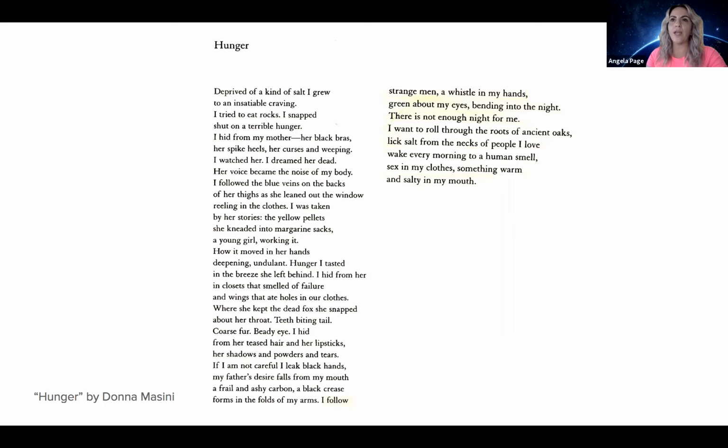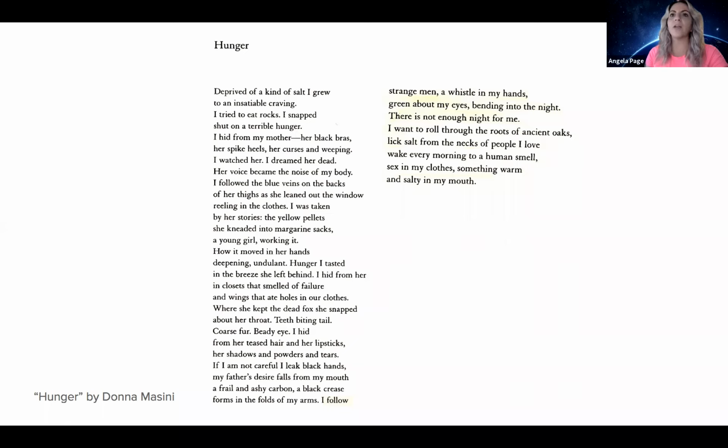I followed the blue veins on the backs of her thighs as she leaned out the window, reeling in the clothes. I was taken by her stories, the yellow pellets she kneaded into margarine sacks, a young girl working it, how it moved in her hands, deepening, undulant. Hunger I tasted in the breeze she left behind. I hid from her in closets that smelled of failure and wings that ate holes in our clothes. Where she kept the dead fox she snapped about her throat, teeth-biting tail, coarse fur, beady eye. I hid from her teased hair and her lipsticks, her shadows and her powders and tears.